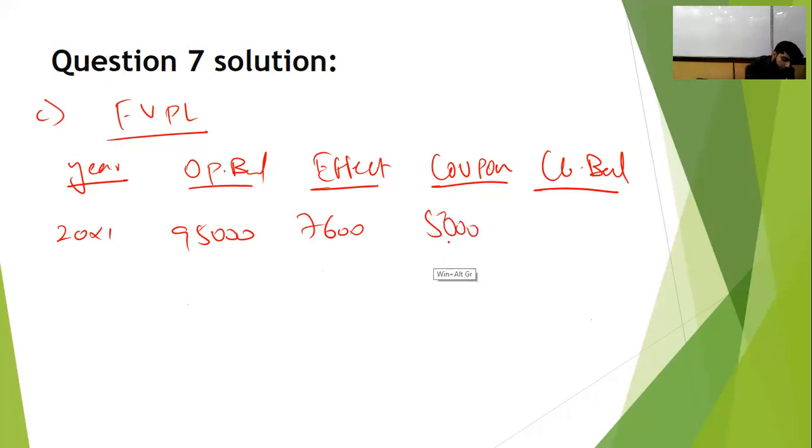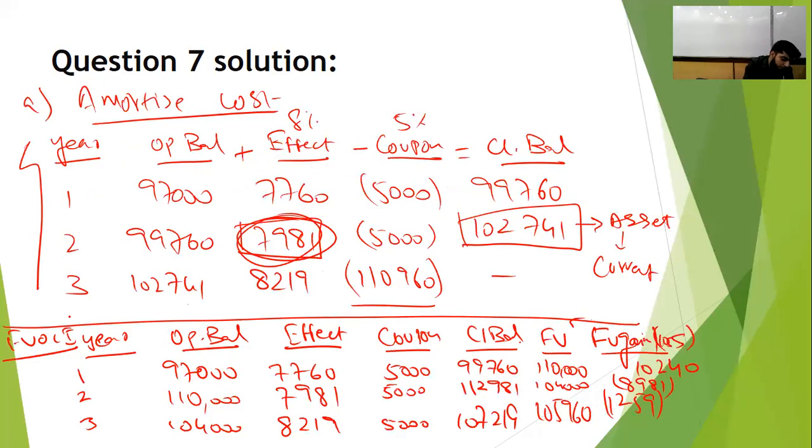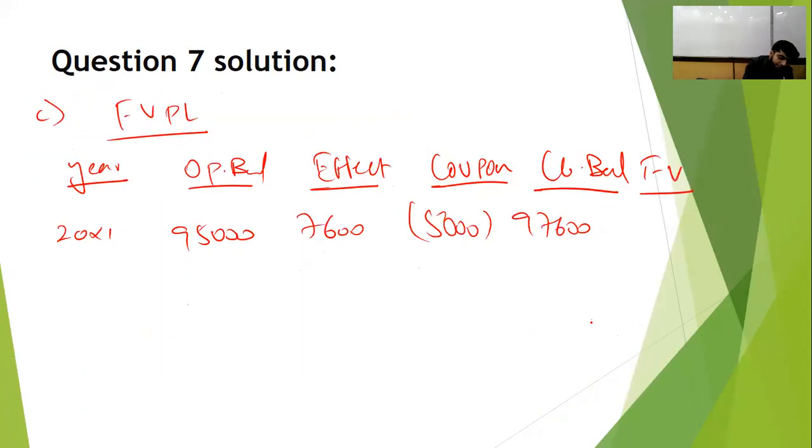The coupon amount was 5,000. It means the closing balance would be 97,600. But remember, we are using fair value through P&L. It means we will measure or record that investment at its fair value. Now let's evaluate the fair value at 31st December 20X1. That was 1,10,000. 1,10,000 is the fair value. Let me know, is it a gain or loss?